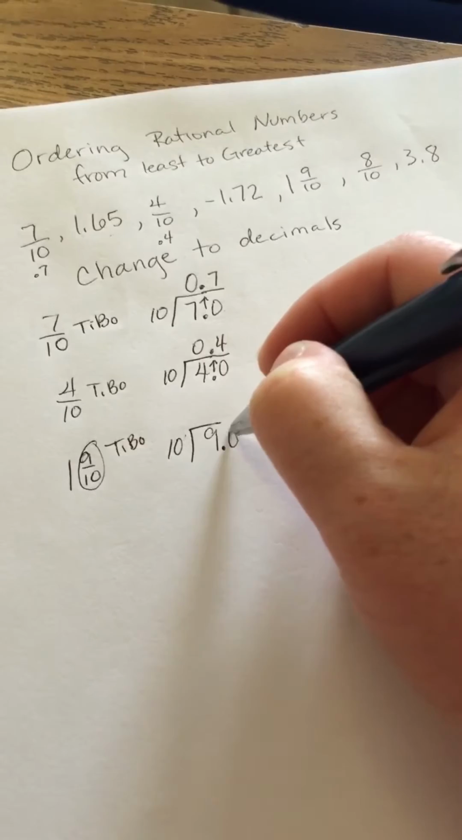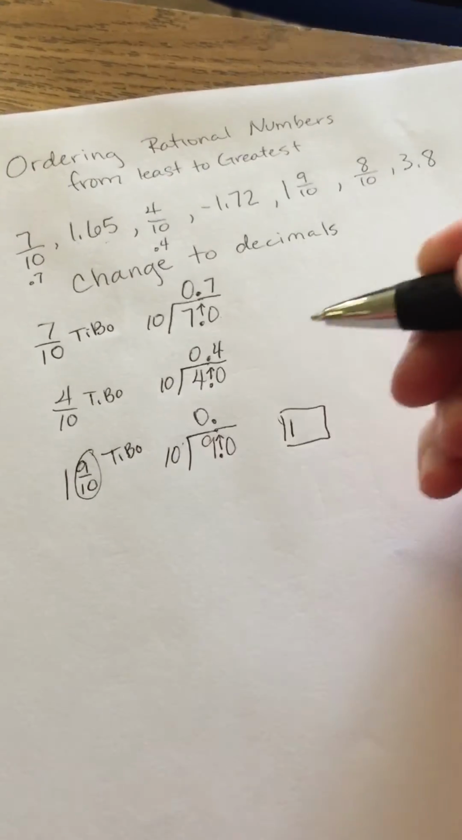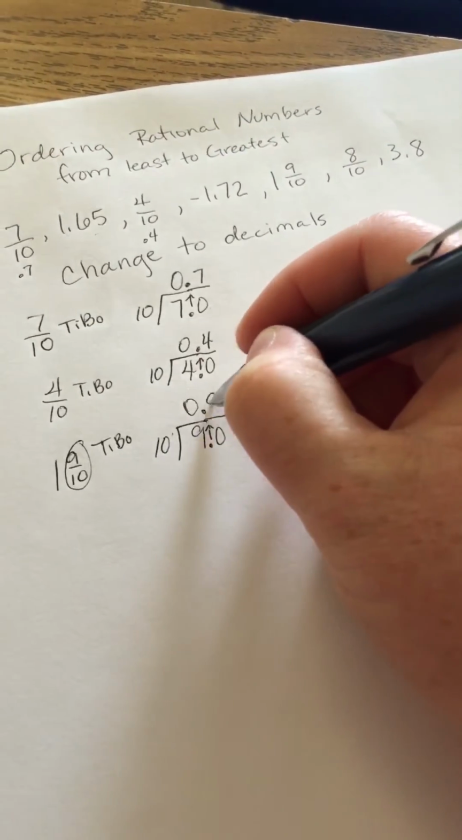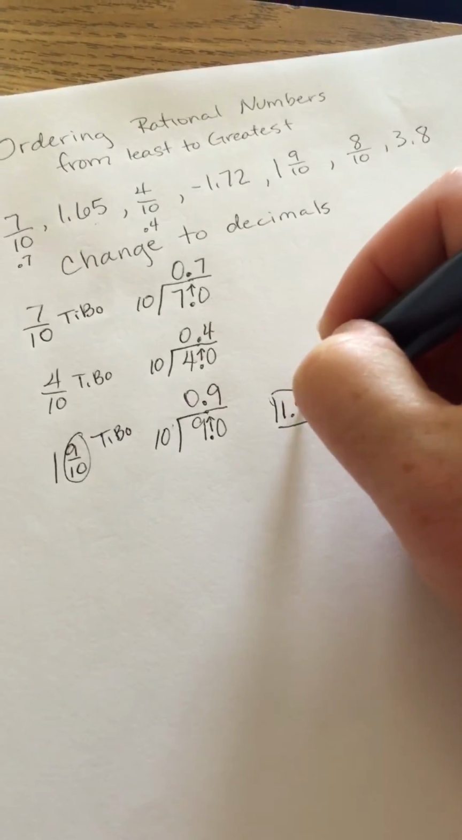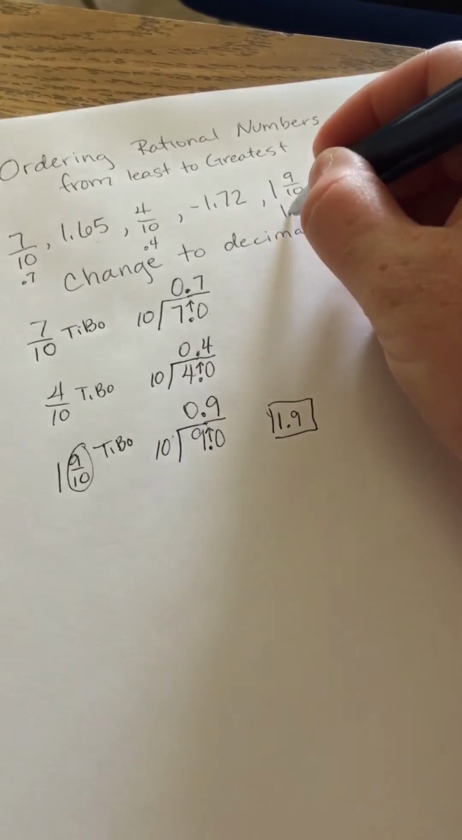10 does not divide into 9. So let's put our 0 and our decimal, bring it straight up. 10 times what gives us 90? We get 9. So our answer is 1.9. Let's write that right here in our mixed number, 1.9.